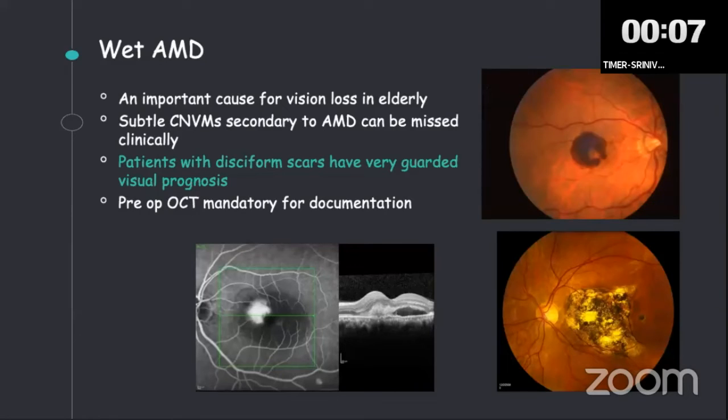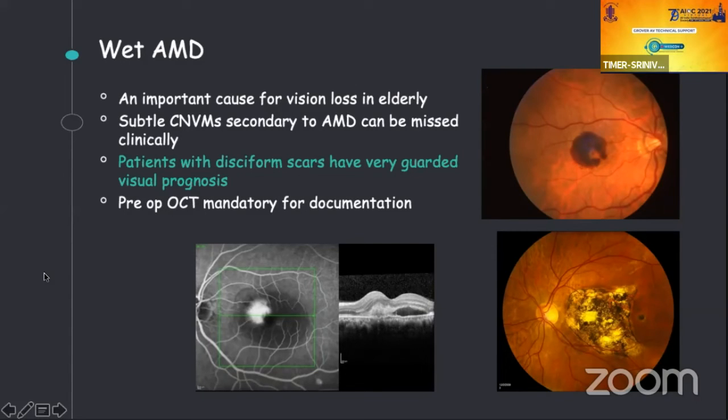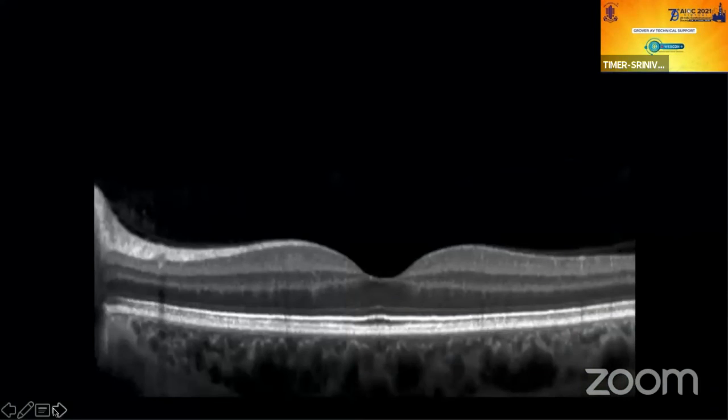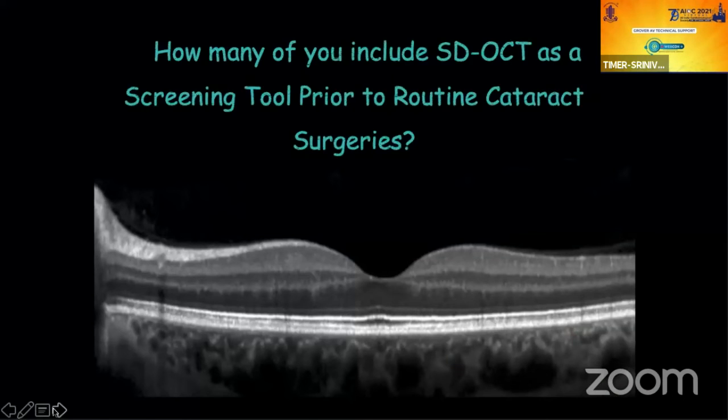Coming to wet AMD, an important cause of vision loss in the elderly, and it can coexist with cataract. Therefore, we need to be cautious in these patients: document, explain, and treat, whether before or during surgery. And a pre-op OCT becomes mandatory in them to confirm the diagnosis.